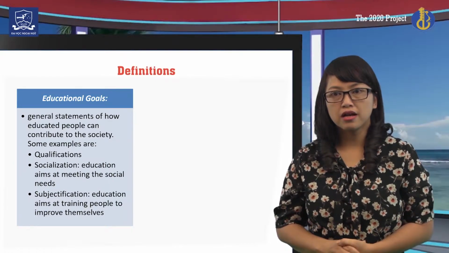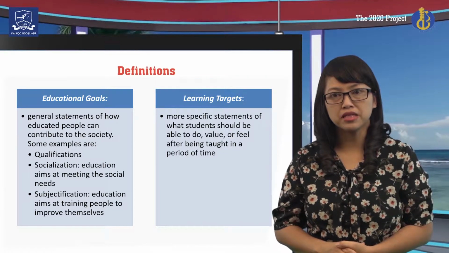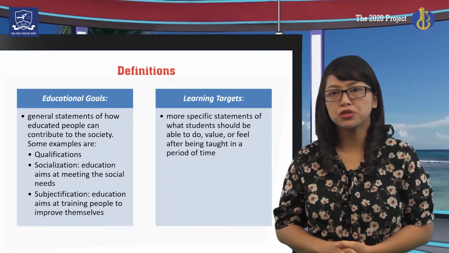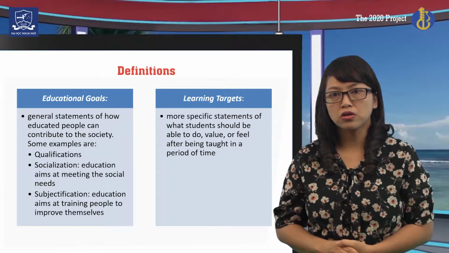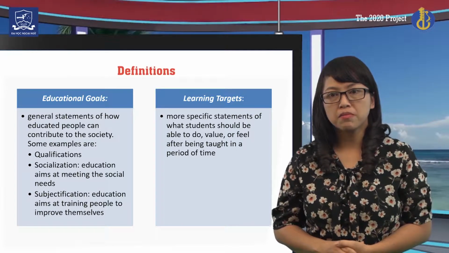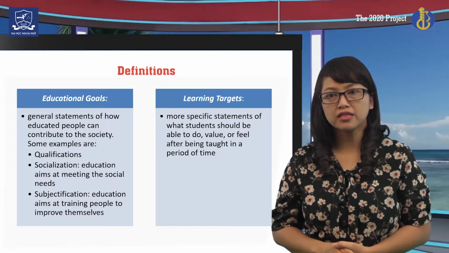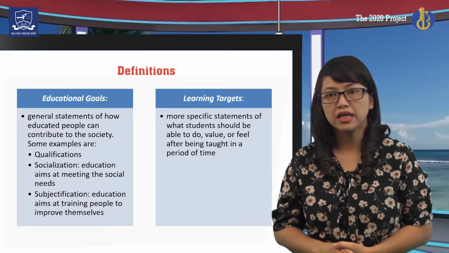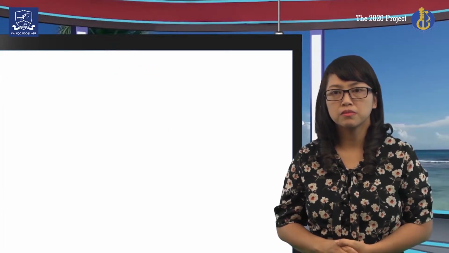In contrast, learning targets are more specific statements of what students should be able to do or feel after being taught some contents after a period of time. An example of language learning targets may be: students can use English verb tense flexibly in classroom communication.